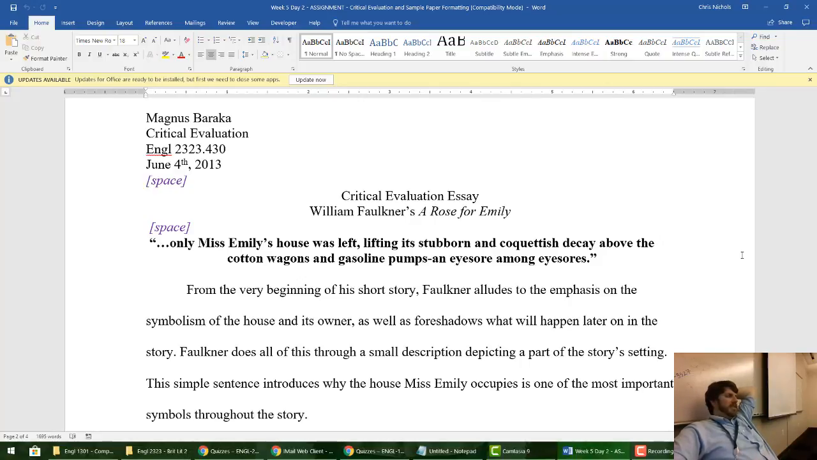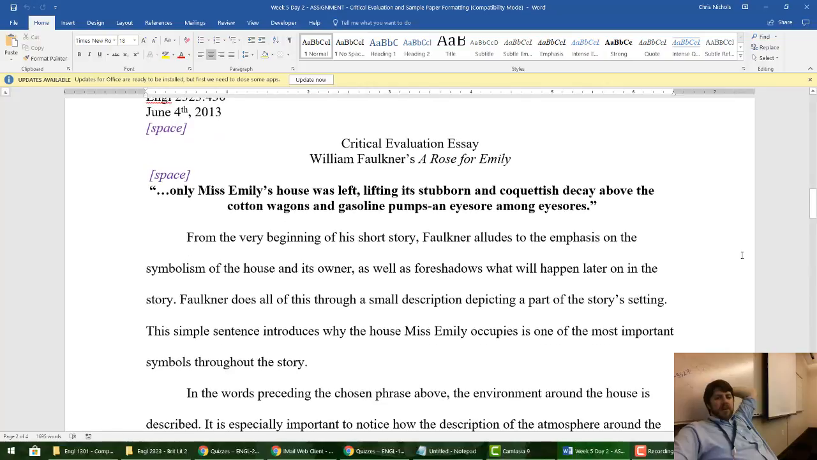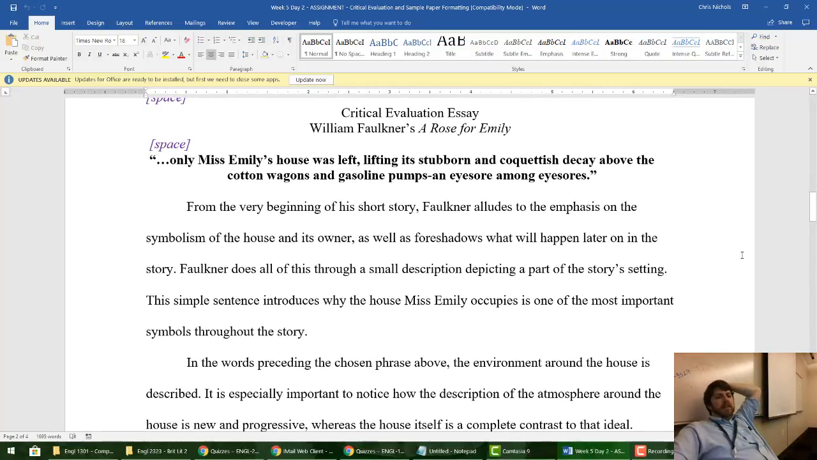I was like, what is she going to tell me this sentence does? Stupid. From the very beginning of this short story, Faulkner alludes to the emphasis on the symbolism of the house and its owner, as well as foreshadows what will happen later on in the story. Faulkner does all of this through a small description depicting a part of the story's setting. This simple sentence introduces why the house Miss Emily occupies is one of the most important symbols throughout the story.